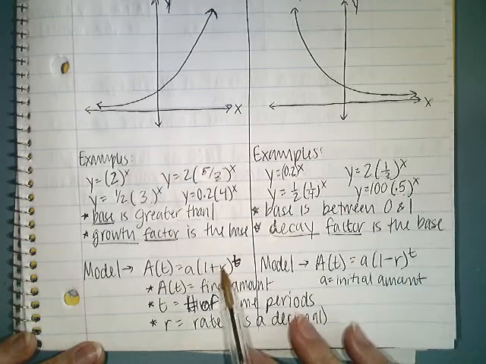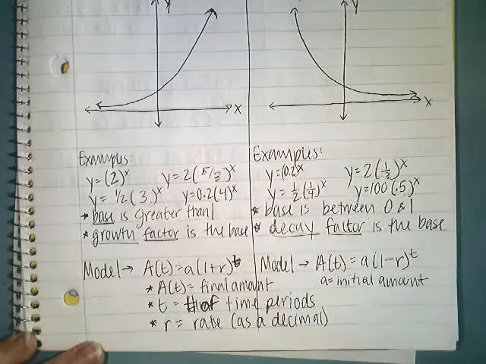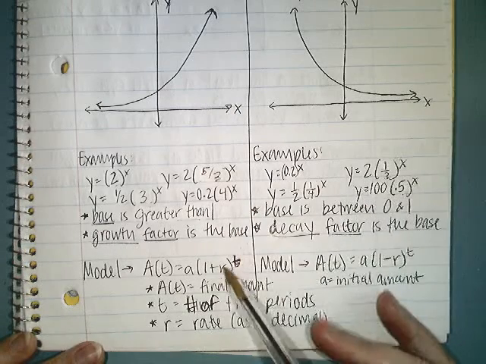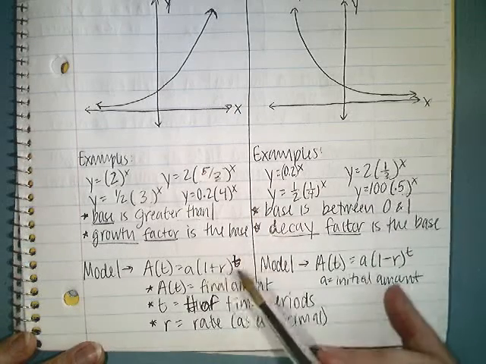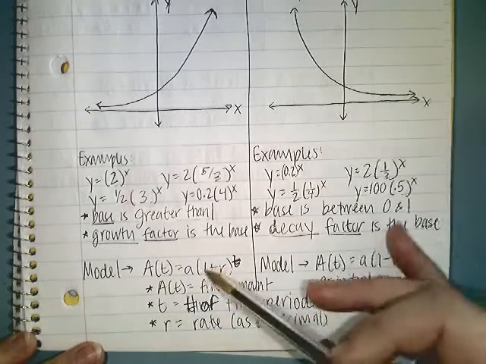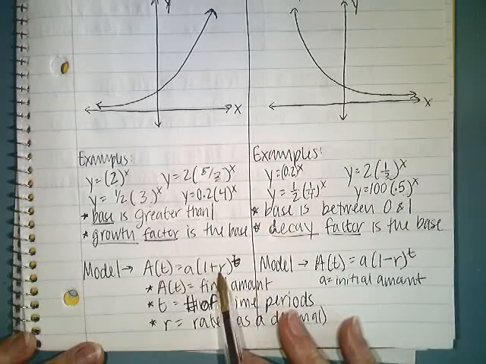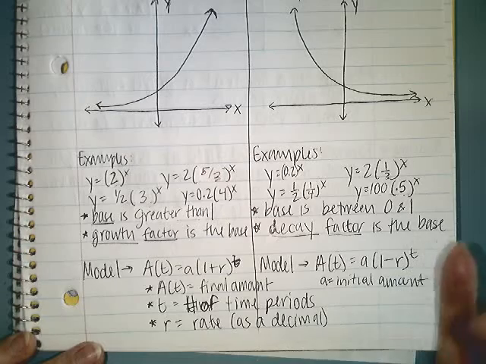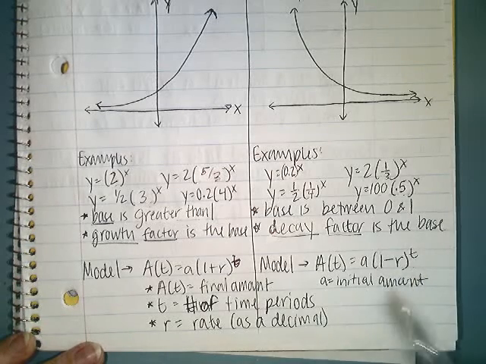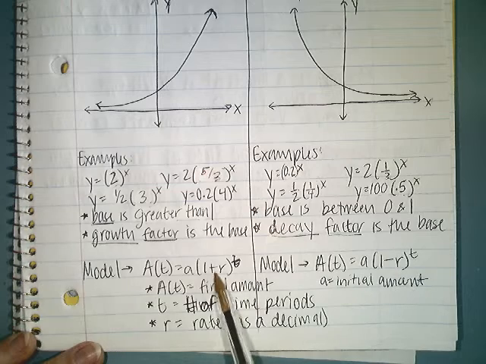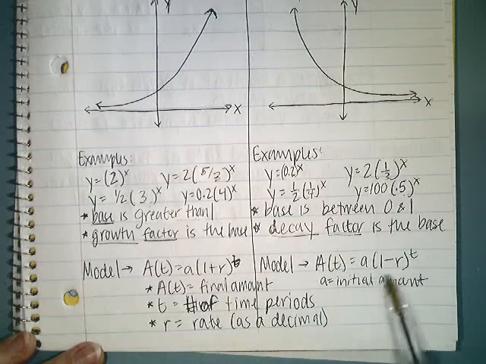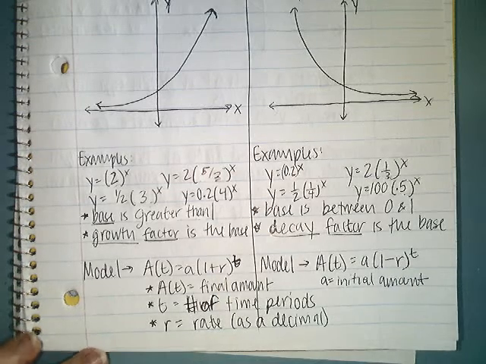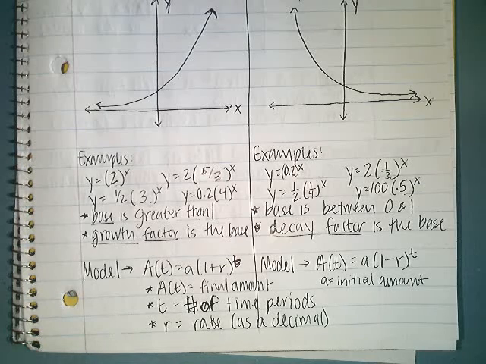So the only difference here is that when you want to model growth, you're going to add your rate, or your growth rate, because you want it to end up being greater than 1. So notice how with 1 plus the rate, we'll end up with a value greater than 1, whereas 1 minus the rate will end up with a decay factor, or a value less than 1. So if you're trying to model growth, you add the rate. If you're trying to model decay, you subtract the rate. And we'll practice that some more in just a second.